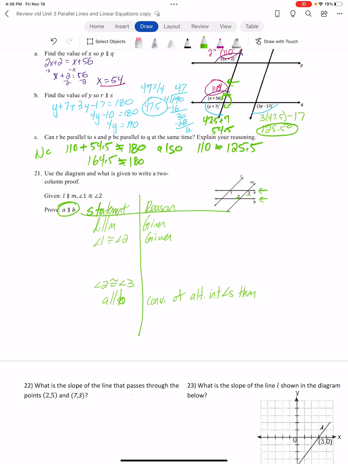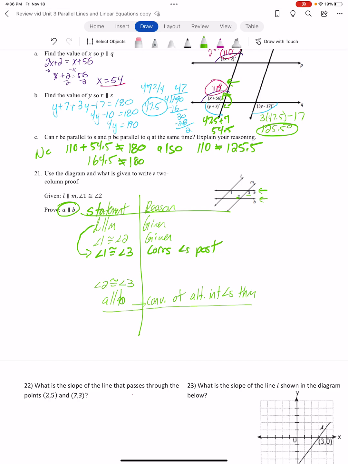So I kind of know the last part of my proof, because if I can prove that those are congruent, then I'm done. Now I have to figure out how to prove that. Well, I am given that L is parallel to M. If lines are parallel, then corresponding angles are congruent, so angle 1 has to be congruent to angle 3. In this case, that's just the corresponding angles postulate. No converse. You only do the converse if you're proving lines parallel.